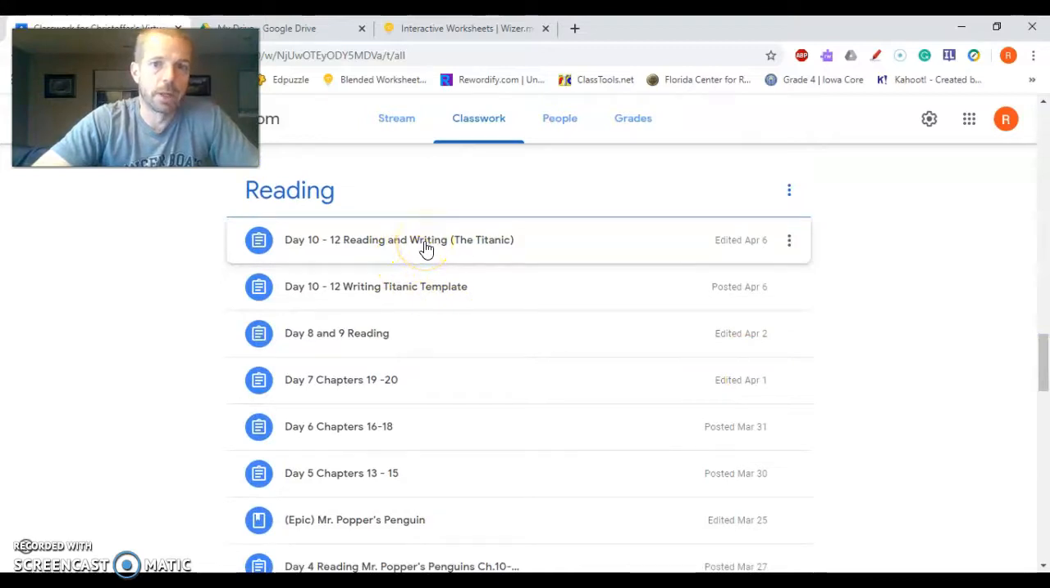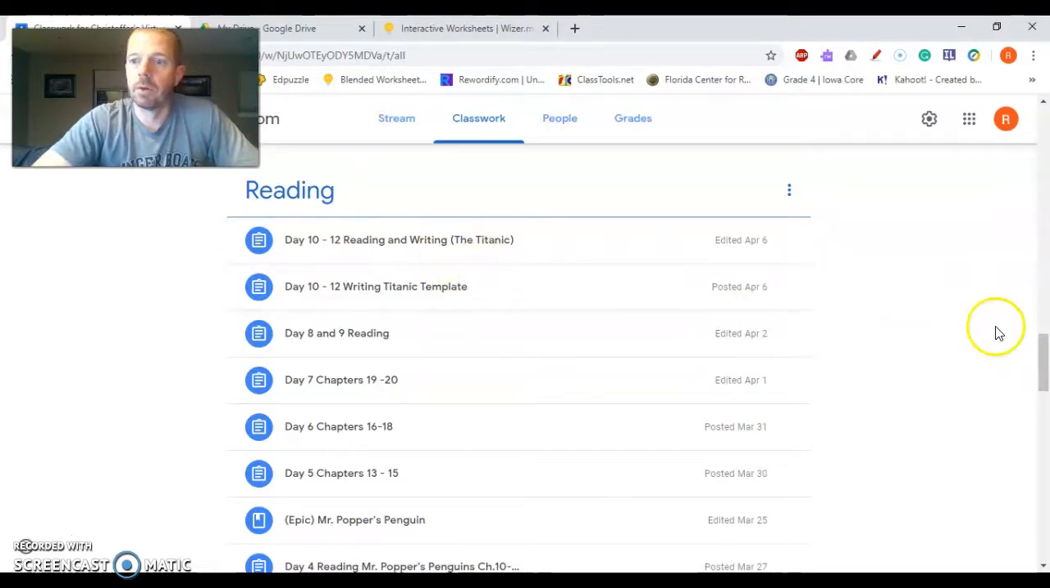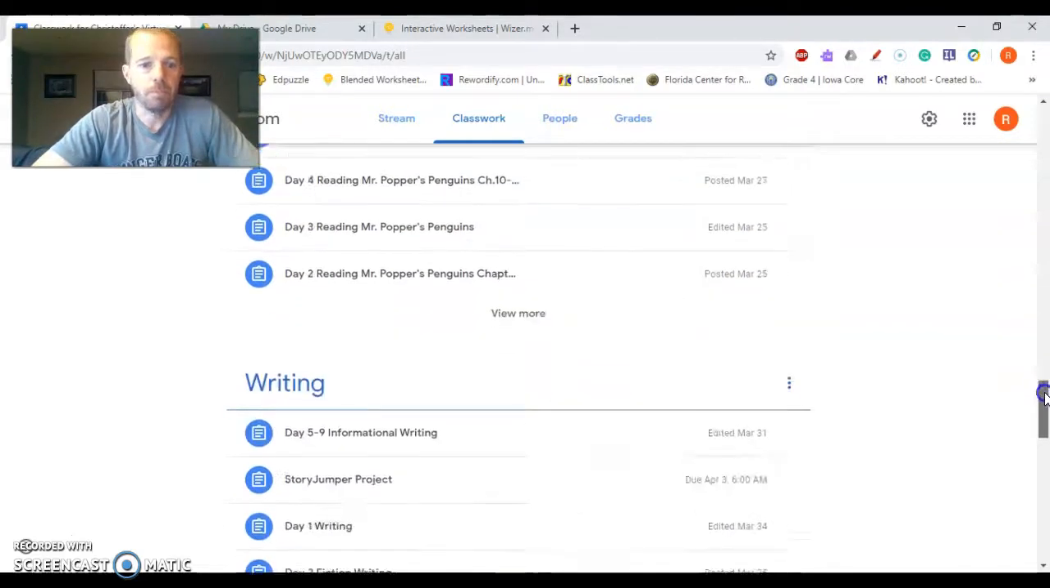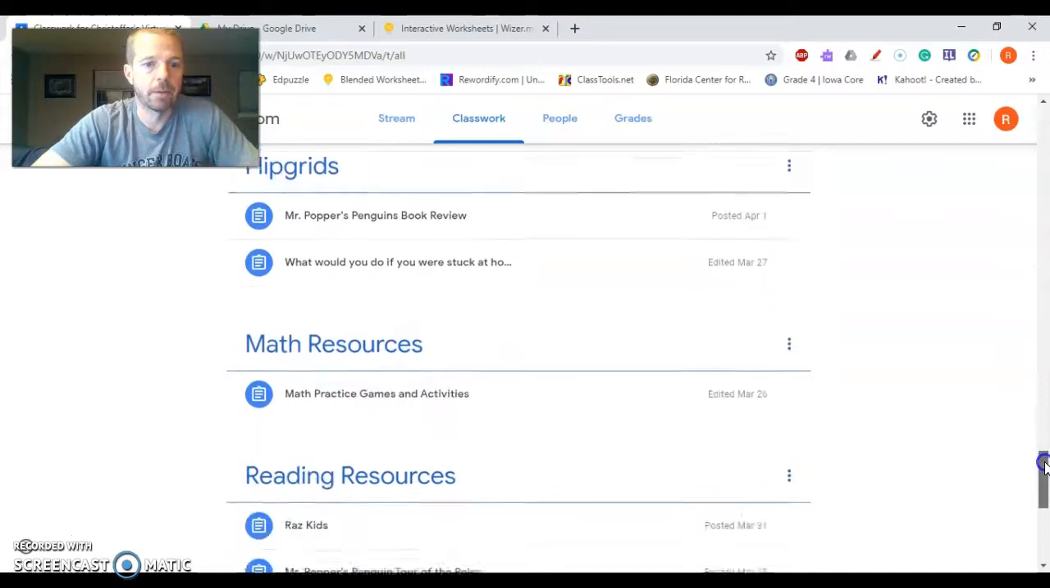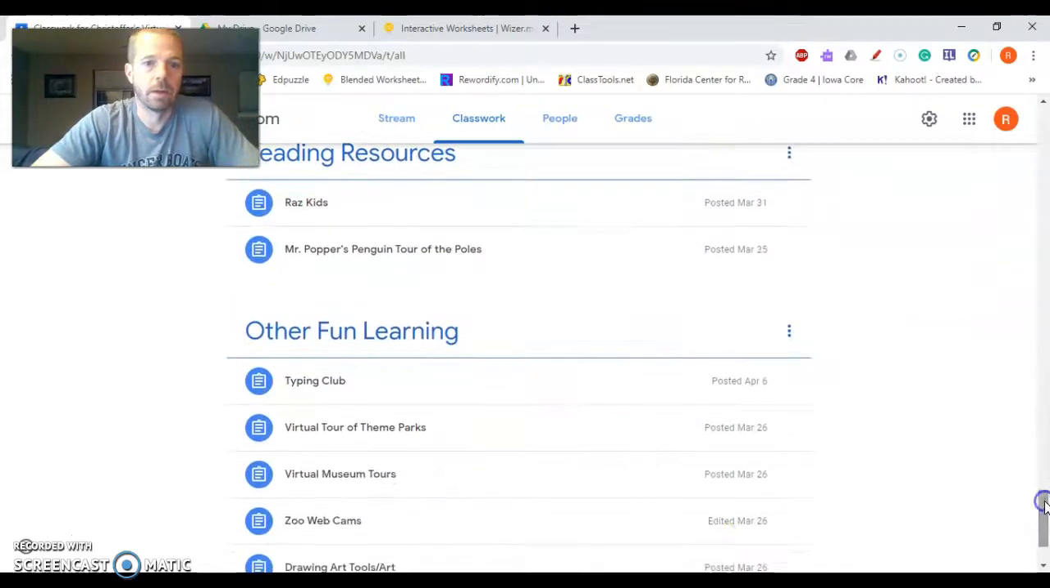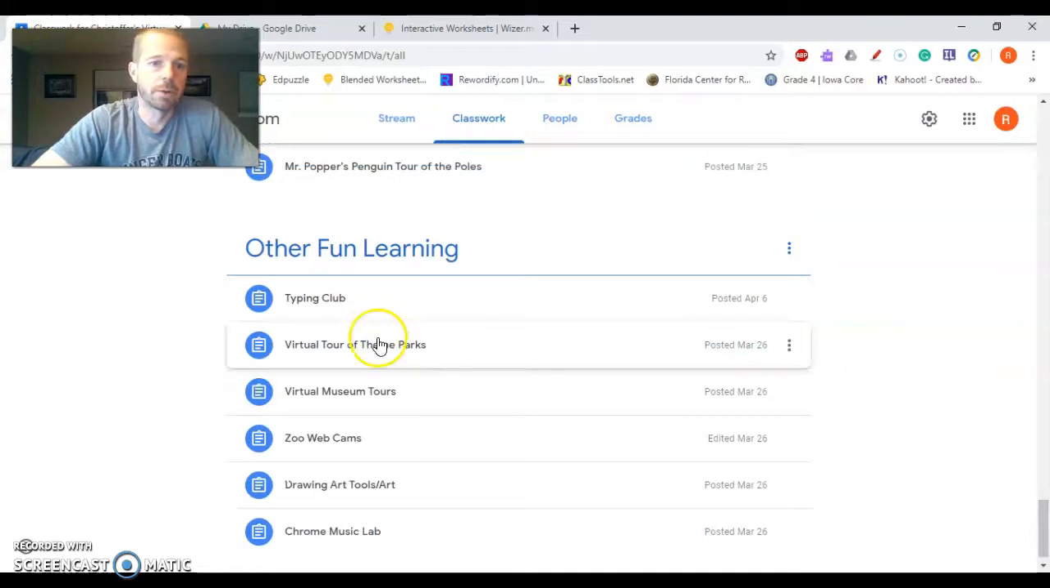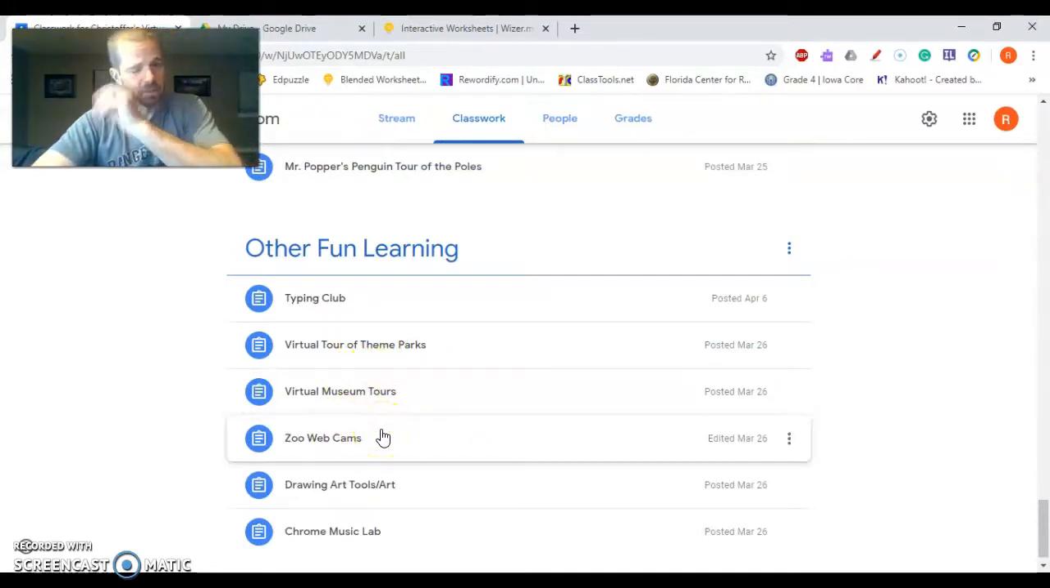Reading, continue with the Titanic project. Make sure that you complete the Raz Kids assignment, do the questions, read the book, make sure to get all that marked off, and then go ahead and start doing your writing. Yesterday I added down here typing club to help you get a little faster at typing, to make some of the stuff easier. And don't forget, we still have our virtual tours, some zoo cams, things like that.